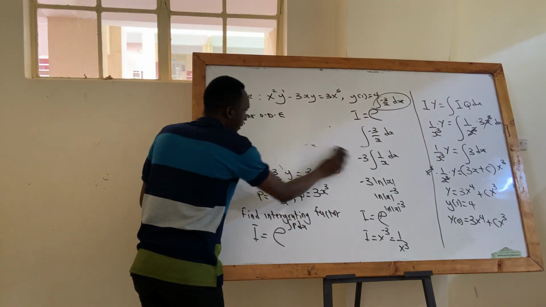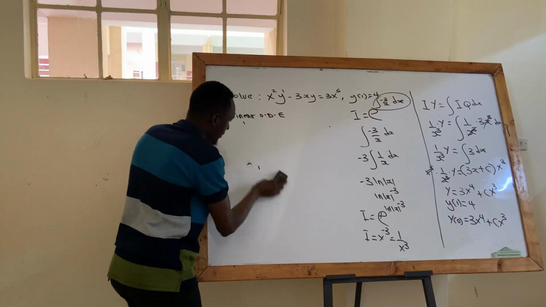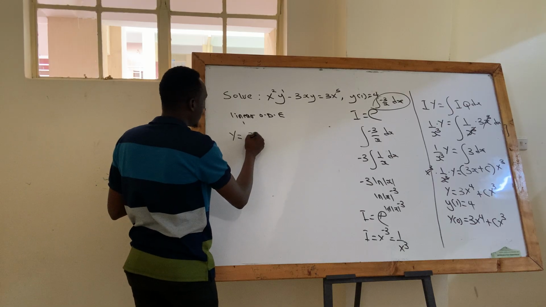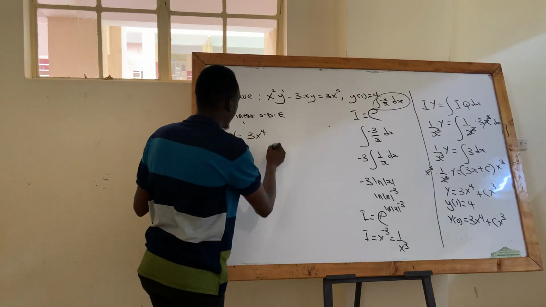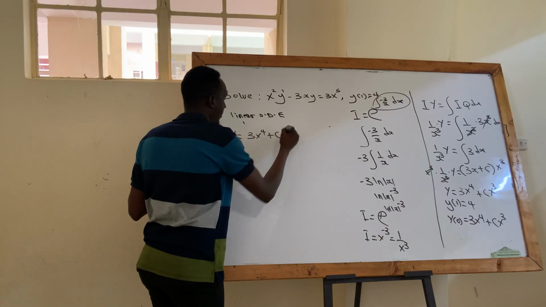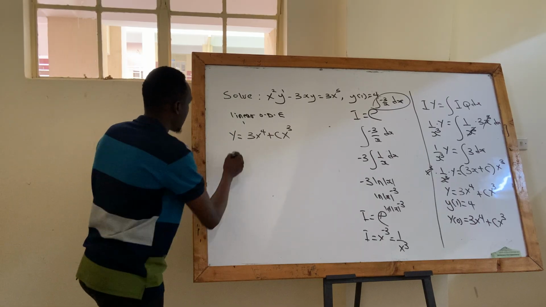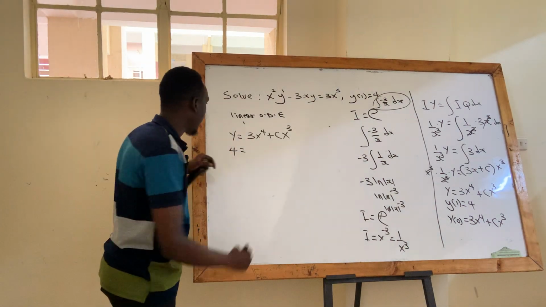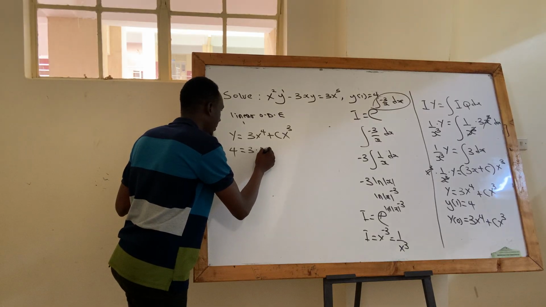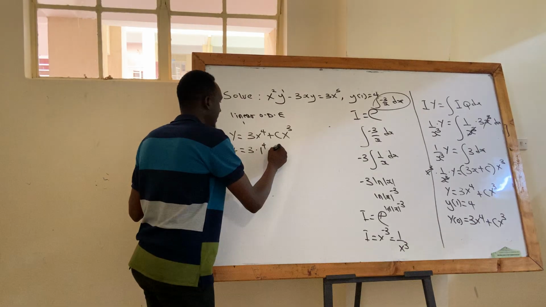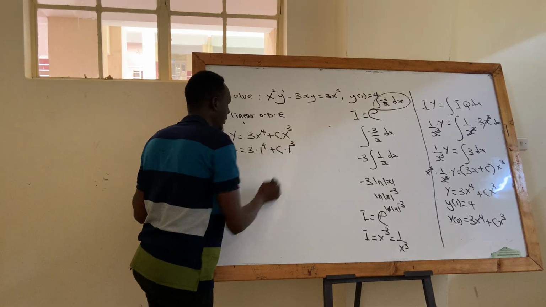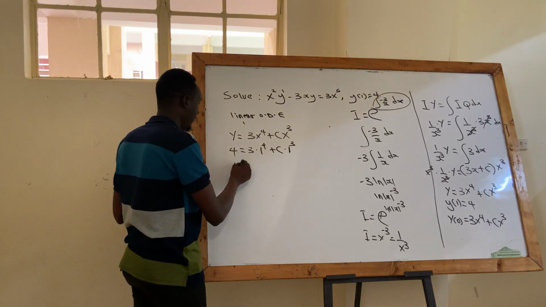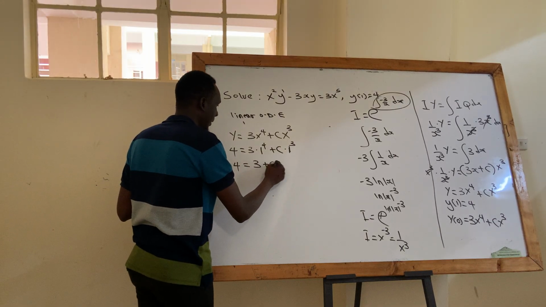Where there is y, we substitute 4. Our equation was y is equal to 3x power 4 plus c x power 3. So 4 is equal to, where there is x, we substitute 1. So we'll have 3 times 1 power 4 plus c times 1 power 3. 1 power 4 is just 1. 1 power 3 is still 1. Therefore 4 is equal to 3 plus c.